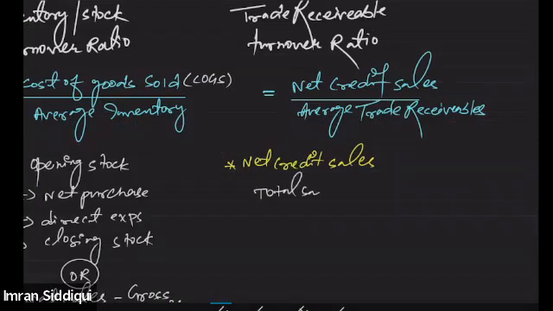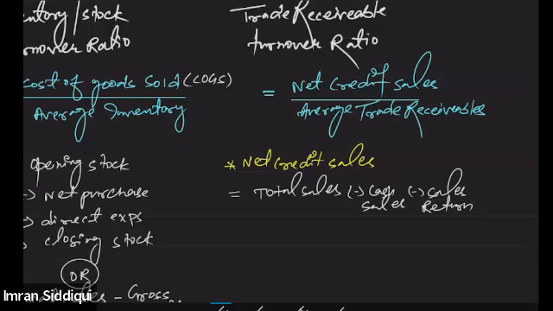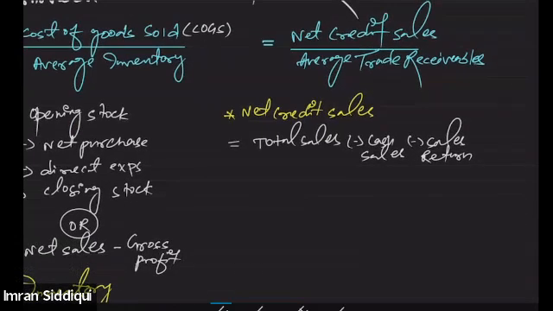Total sales minus cash sales. All right, and also the sales return. By doing this, we'll get the value of the credit sale.